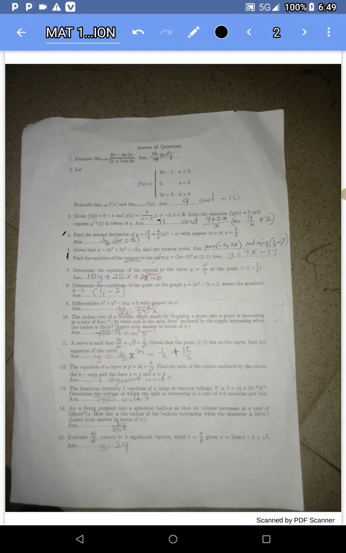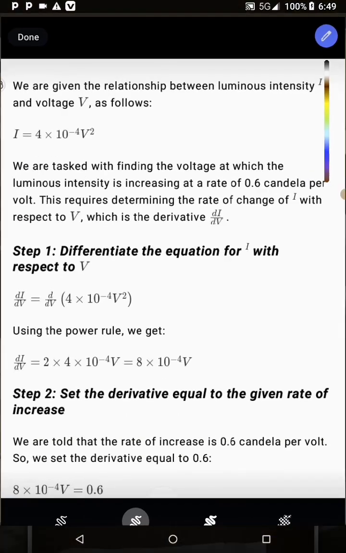We have question 13. The luminous intensity I, in candelas, of a lamp varies with voltage V as I = 4 times 10 raised to negative 4 times V square. Determine the voltage at which the light is increasing at the rate of 0.6 candelas per volt.